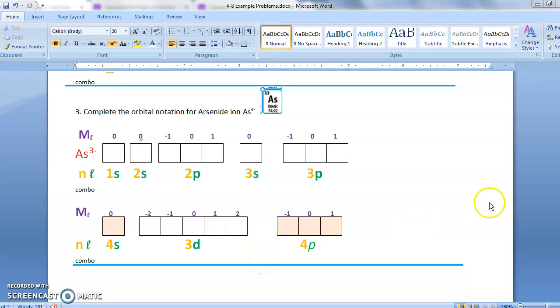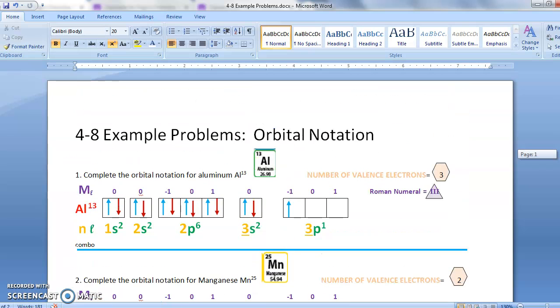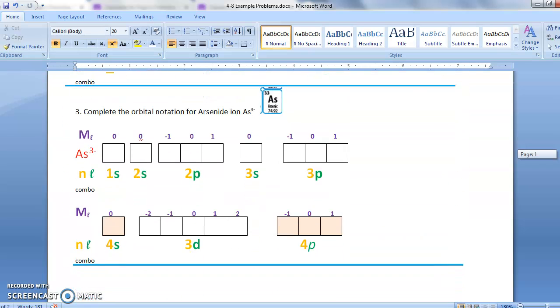Welcome to our next very important video on our 4-8 example problems. On this one, we're going to be doing an anion, a negative ion, the arsenide ion. We have to find As, arsenic, on our periodic table of elements first. So let's take a look and see if we can find that.